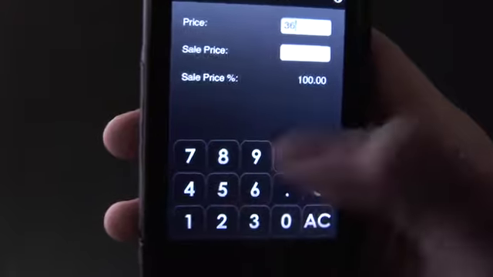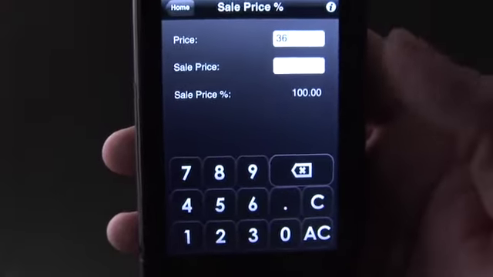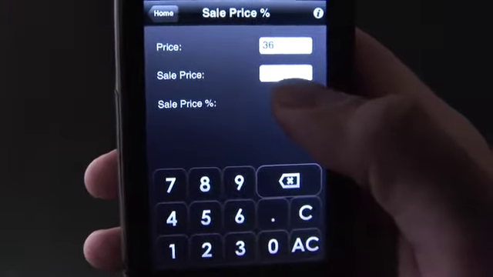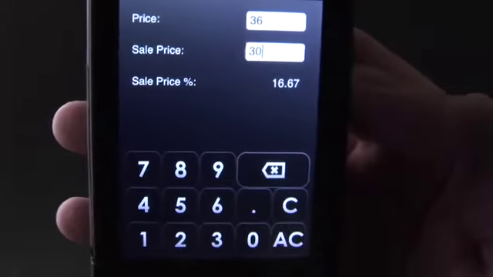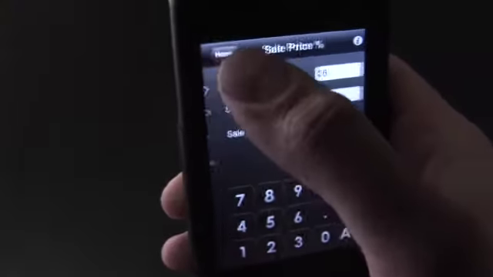I know it can get frustrating to be standing there and saying, okay, well, what is 40% of $37.50? Well, now you can do that very easily. Also here you can see what the percentage off is. If normally something's $36 and let's say now it's 30, well, you can see that's a percentage off of 16.67%. These are some of the more basic features.